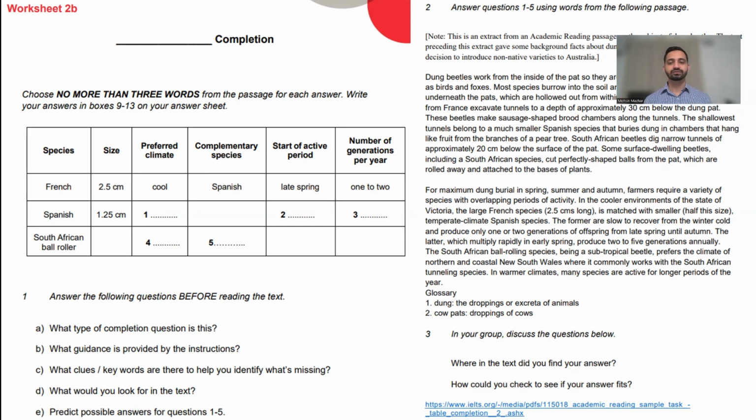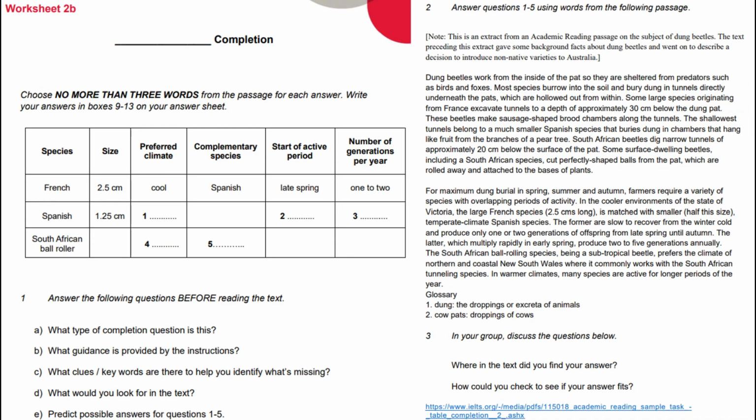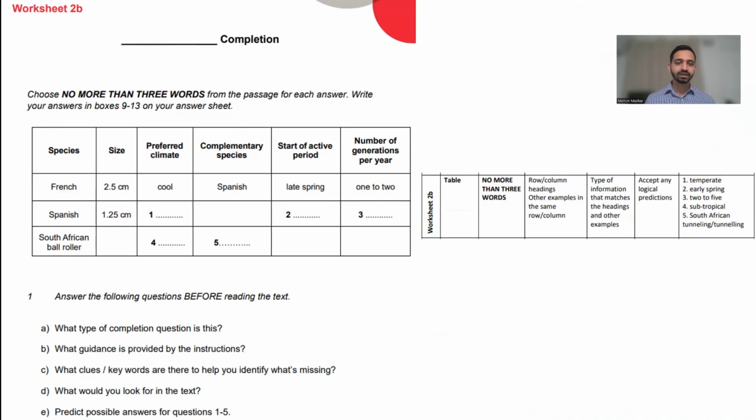Predict the answers from 1 to 5 by reading the article on the right. All right, pause the video here, do this exercise on your own, and when you come back, I will reveal the answers. All right, let's look at the answers here. So we've got, we've done this activity before, but let's just review it again.